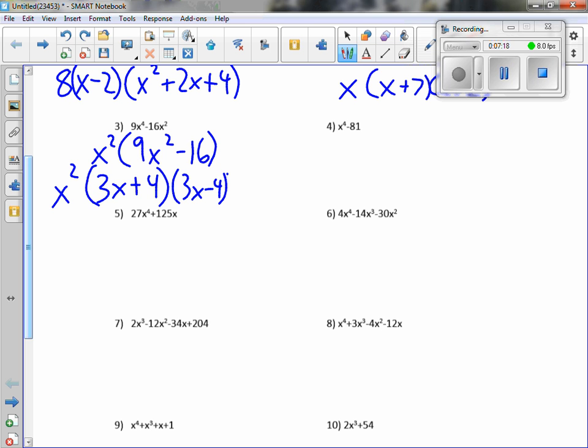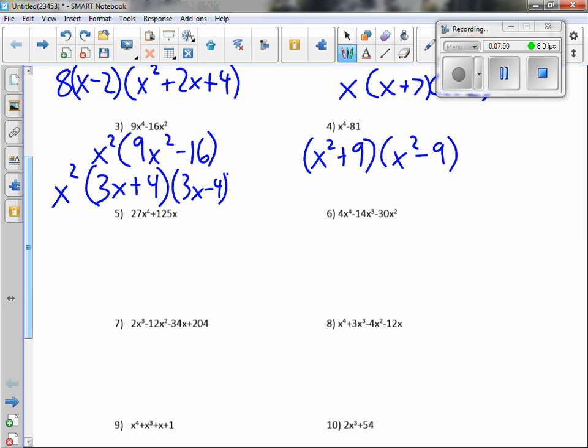What can we tell is this type of factoring? It is another difference of perfect squares. X to the 4th, if the exponent can divide by 2, it's a perfect square. 81 we know is a perfect square because 9 squared is 81. So we take our square roots. Square root of x to the 4th is x squared. Square root of 81 is 9. Put a plus sign and a minus sign.